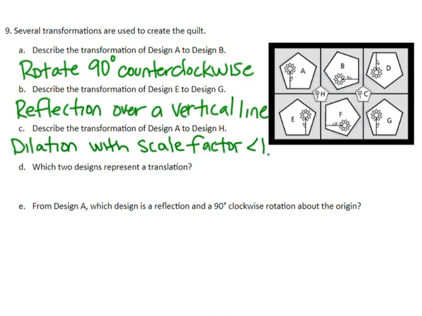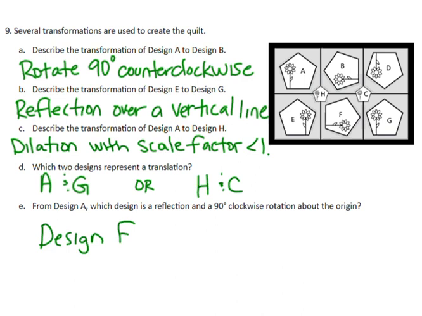Okay, for the translation, you have 2 options. You could say A and G represent a translation, or you could say H and C represent a translation. And then for part E, the one that's a reflection and a 90 degrees clockwise rotation would be design F.